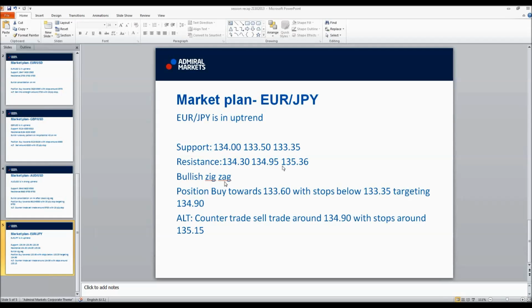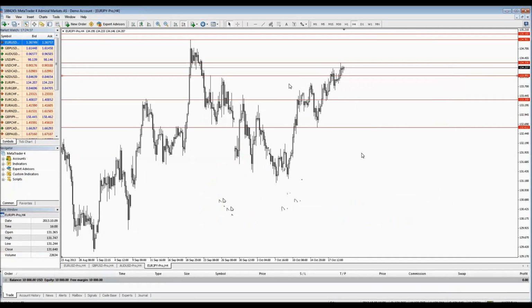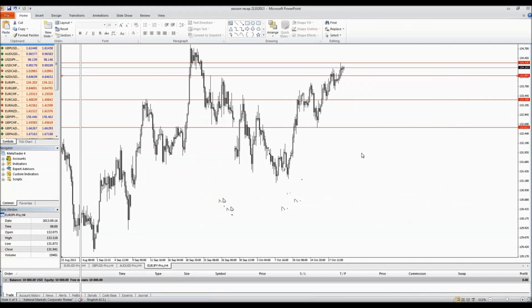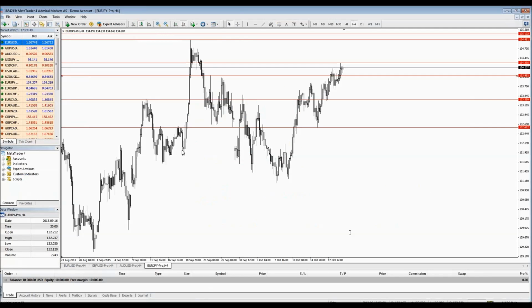It's a bullish zigzag pattern, standard trend. Position buy towards 133.60 with stops below this level, 133.35, targeting 134.90. You see this pattern, but also pay attention to this. Counter trade, sell trade around 134.90. Why do I say that? Just because of this. If it happens to break to this level, we should take a blind trade.